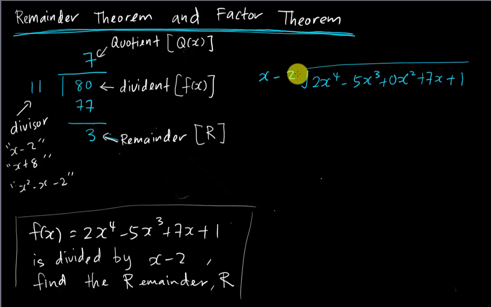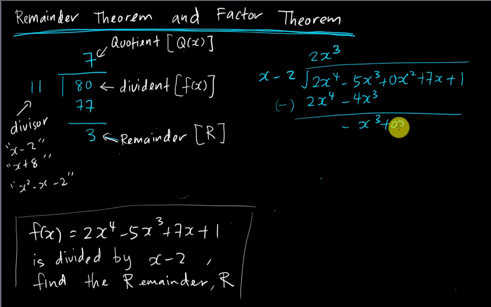Then I will do a quick division. In order to eliminate the 2x to the power of 4, I will use 2x cubed. 2x cubed multiplied by x is 2x to the power of 4. 2x cubed multiplied by negative 2 is negative 4x cubed. And here there is actually an invisible minus, so this one is gone and you get 0. And this one you will still be left with negative, negative, positive. You will still net negative x cubed plus 0x squared.